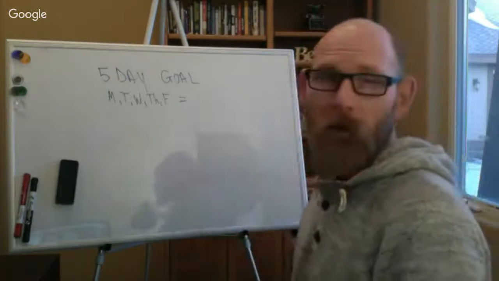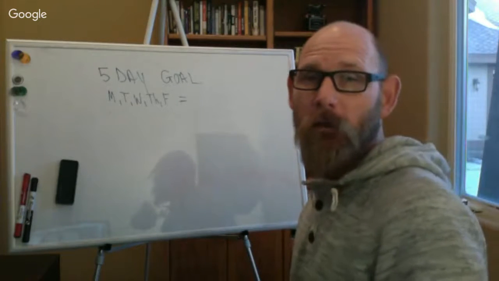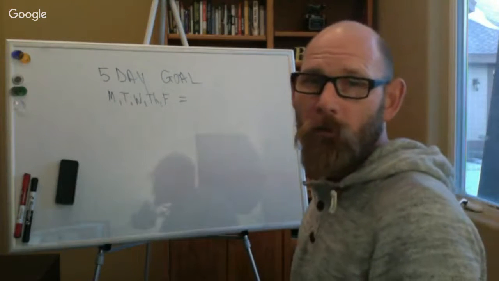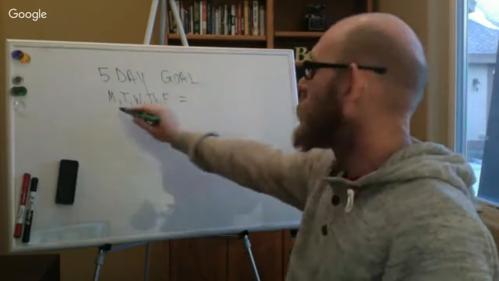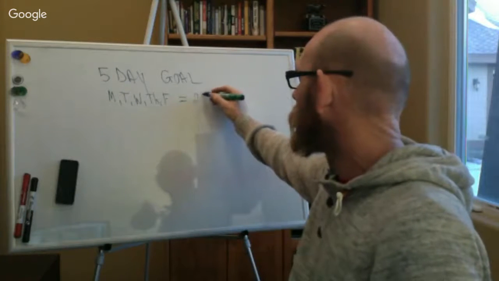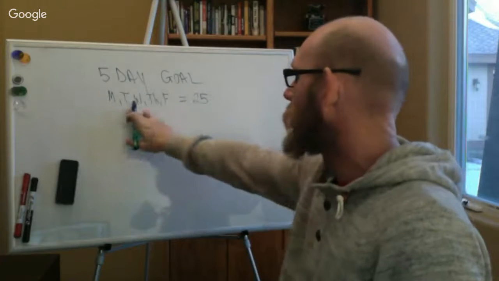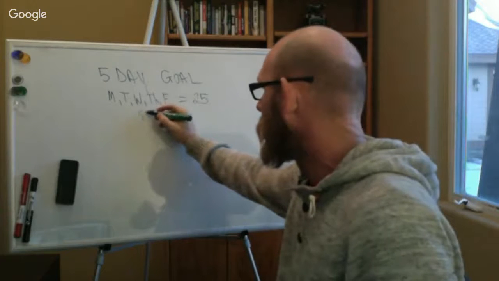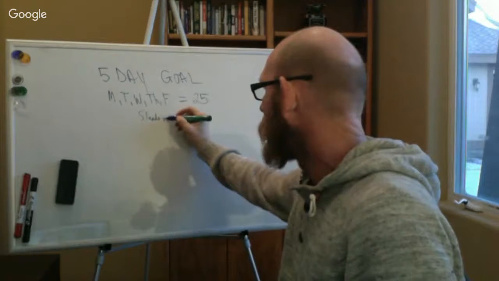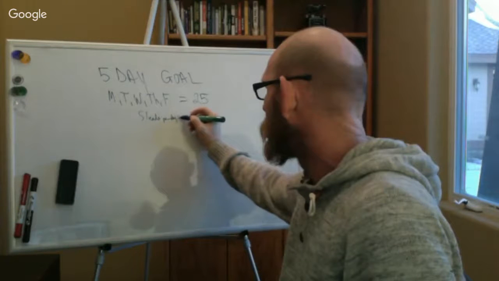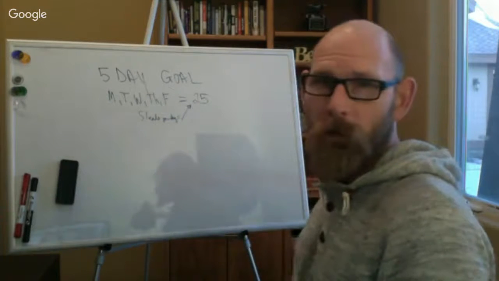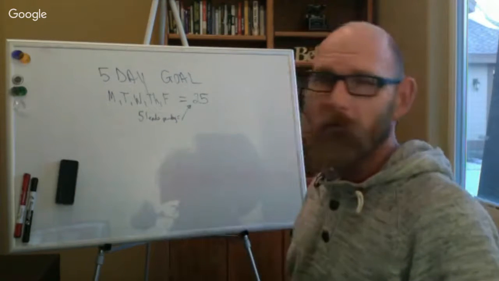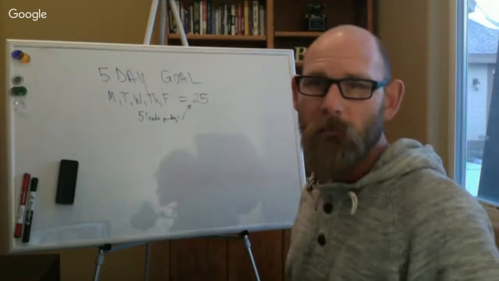They want to generate leads every single day. They want to generate a minimum of 5 leads a day, so their total 5-day goal for the week is going to be 25. We have 5 days, 5 leads per day, which equals 25. So 5 leads a day leads to 25 leads per week. Now we can make it really simple.